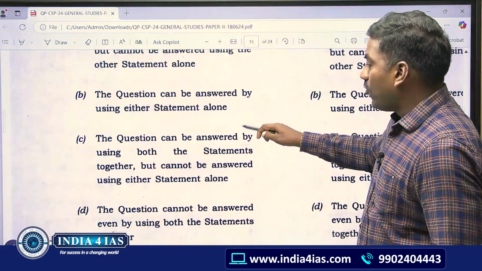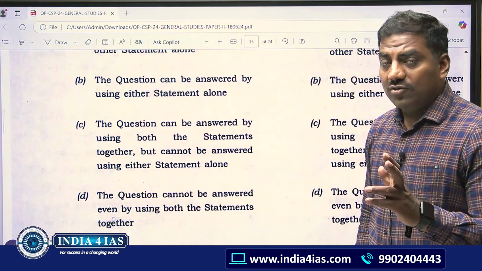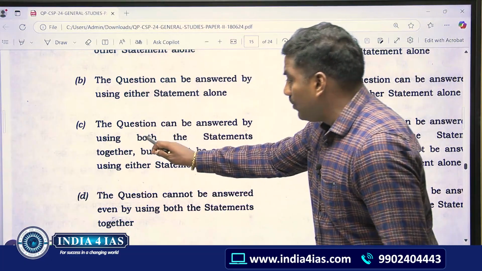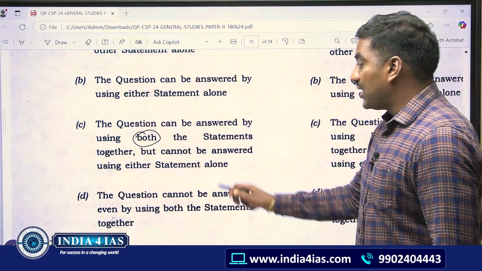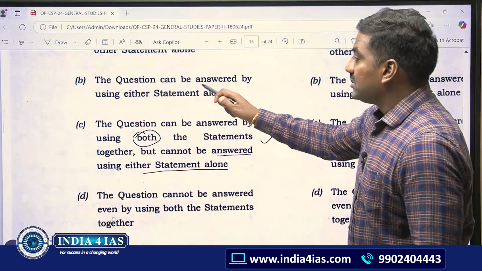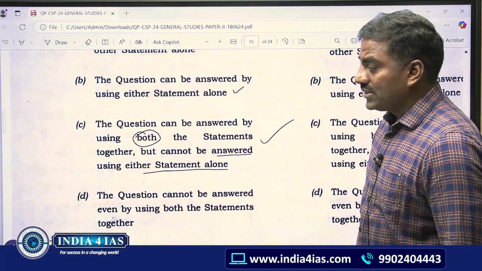So you have to look for that answer here. Sometimes these options A, B, C, D can be very confusing. You have to read very carefully. The question can be answered by using both the statements, but cannot be answered using either statement alone. Yes. Statement 1 alone, statement 2 alone, no. So the answer is C.